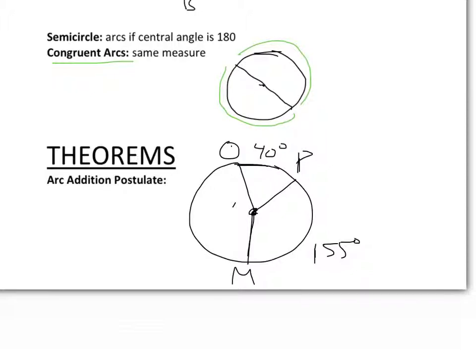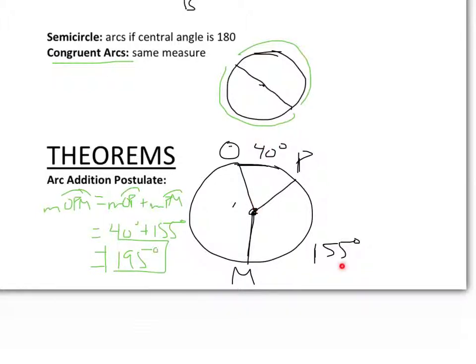You could tell me the measure of arc OPM by just adding those up. So it's equal to the measure of arc OP plus the measure of arc PM. So we'll go ahead and flesh that out. OP we said is 40 degrees. PM is 155 degrees, which tells us that OPM is going to be 195 degrees.